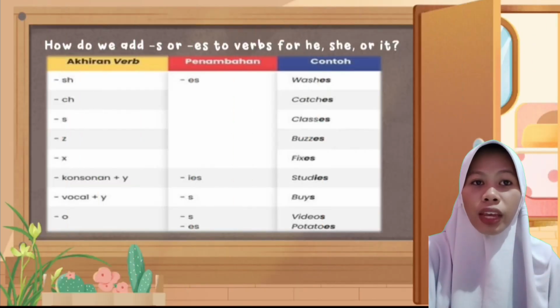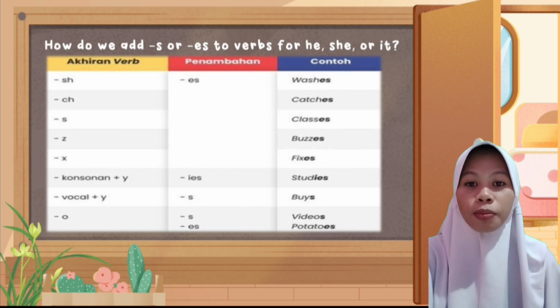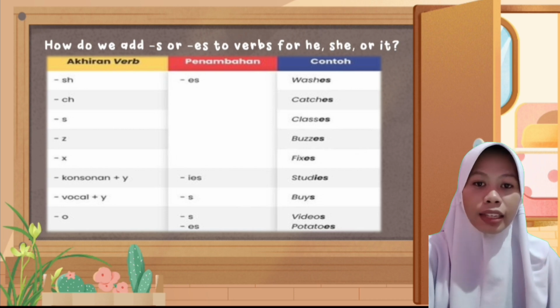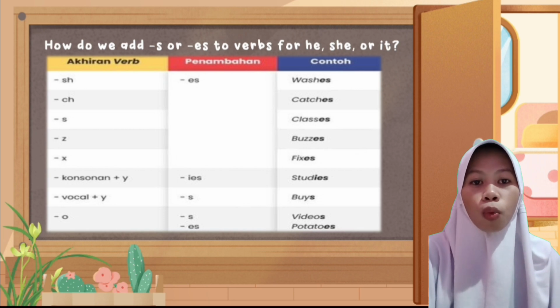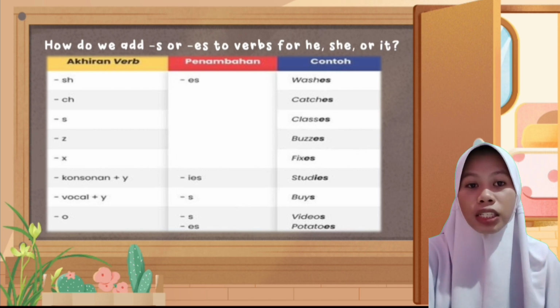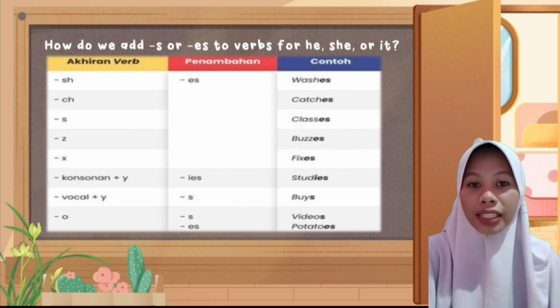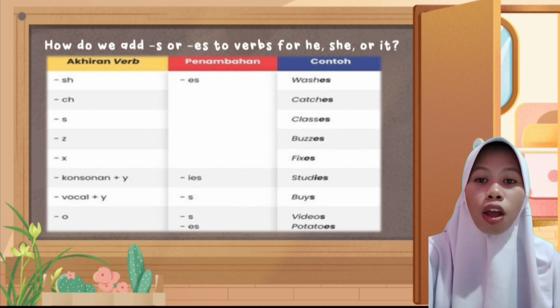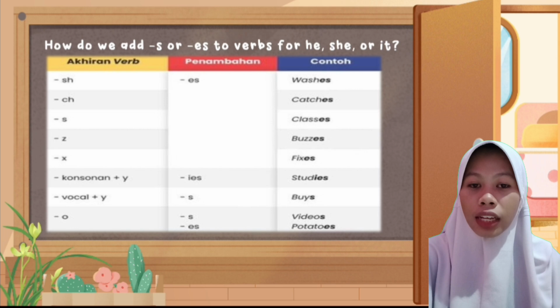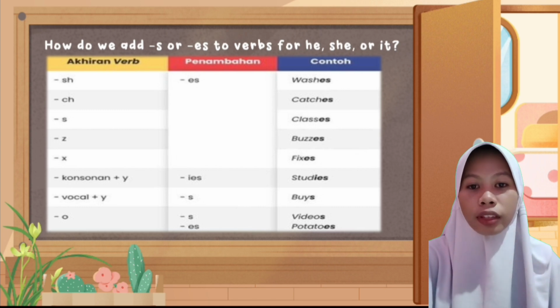And how do we add s or es to the verb? Add s to most verbs when the subject is he, she, or it. As an example, she reads books. Add es if the verb ends in o, sh, ch, ss, x, or z. For example, he goes to school.